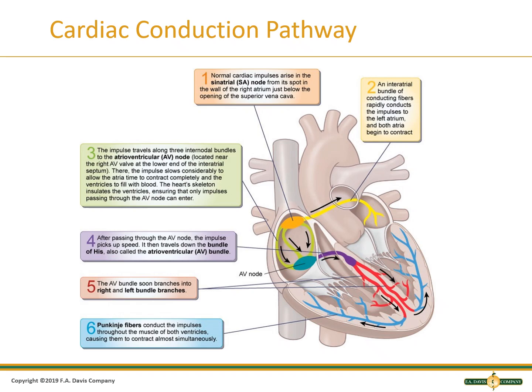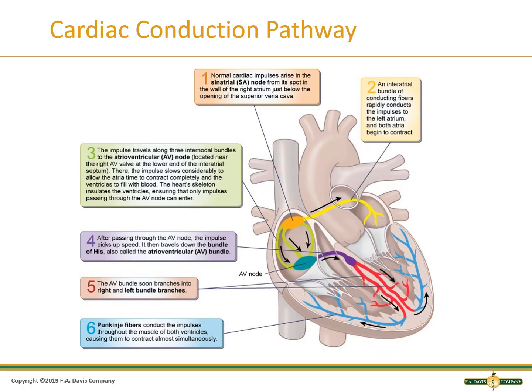Now from your SA node, the electrical impulse will travel to the atrioventricular node, the AV node. Now that should tell you that this is situated right between the atria and the ventricle. And your AV node fires electrical impulses at a little bit slower rate, being 40 to 60 beats per minute.